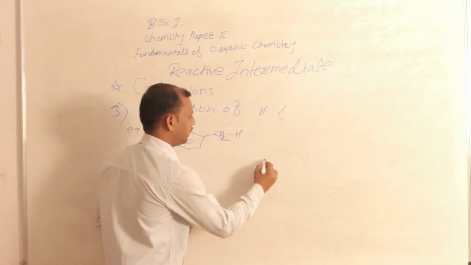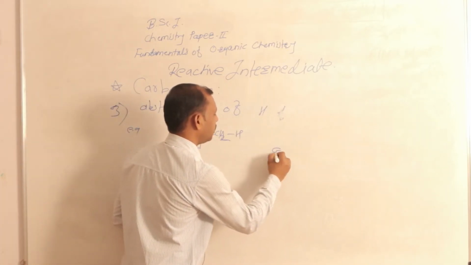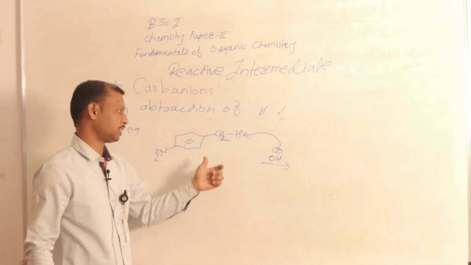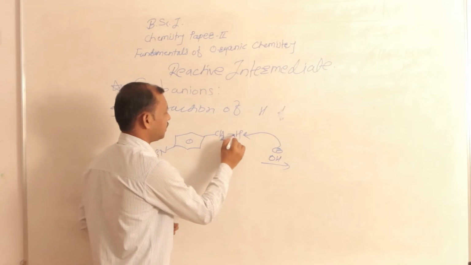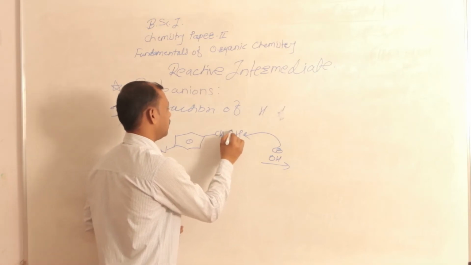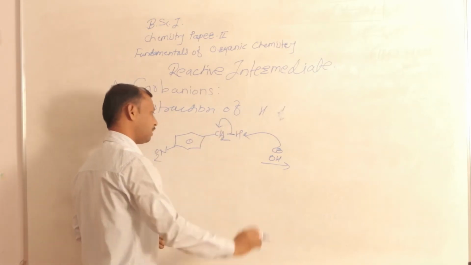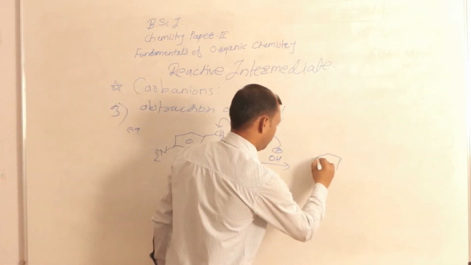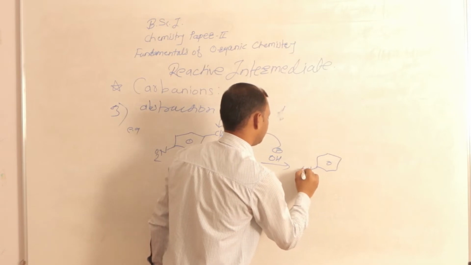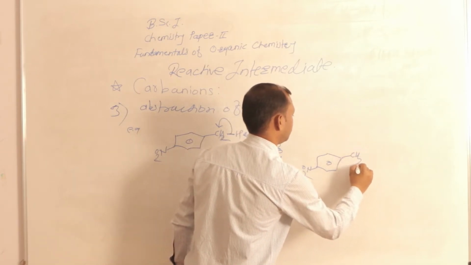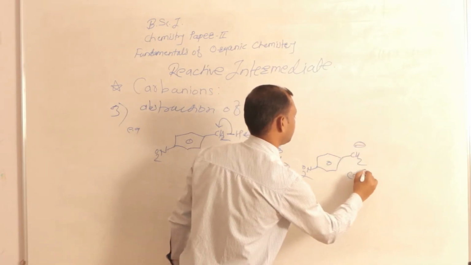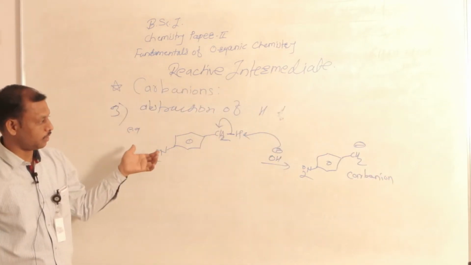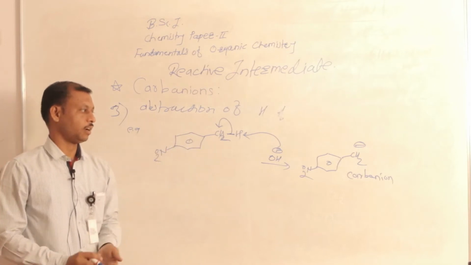When you use any kind of base like OH minus, NaOH and others, they will abstract that proton very easily because this hydrogen becomes acidic, and this carbon-hydrogen bond gets heterolytically broken, and it will generate a carbanion like this. This is one of the most commonly used methods of generation of carbanions.